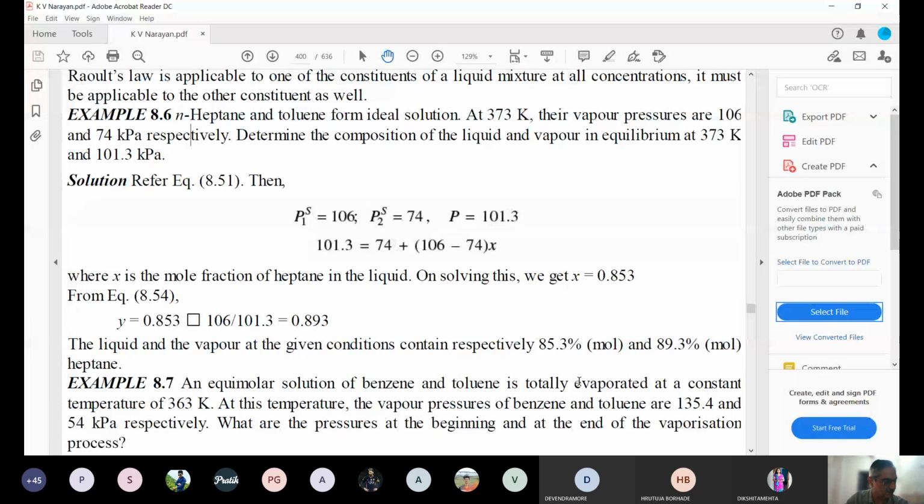Understood how to do it? Equimolar mixture of benzene and toluene, meaning what? When you say equimolar mixture of benzene and toluene, what does it mean? x1 equal to x2. Yes. x1 equal to x2, and what is the value of x1? 0.5. 0.5, right? Because the total is 1. So the composition is given as 0.5, x is given as 0.5, right? Equal. So the pressure, is it given or not?